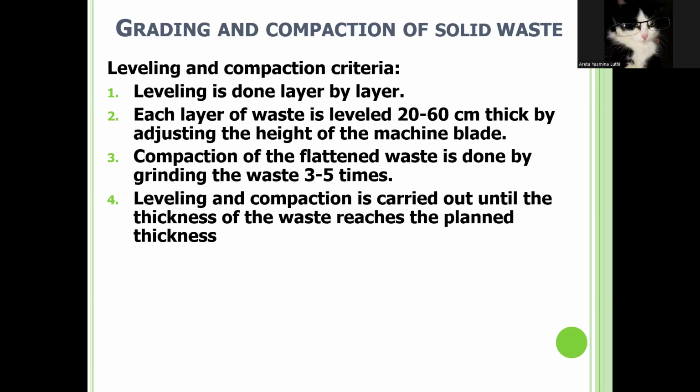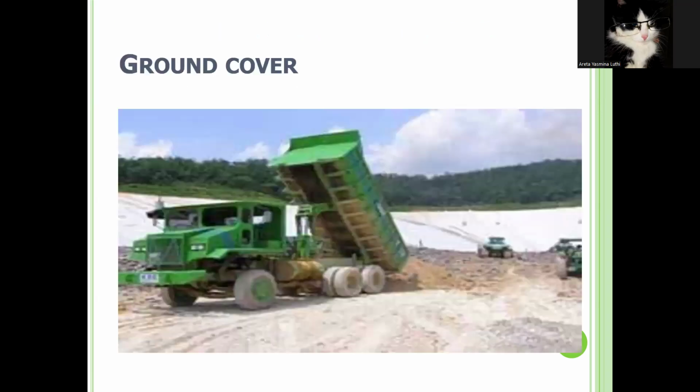And for the leveling and compaction criteria, the leveling is done by layer, and each layer of waste is leveled 20 until 60 centimeter thick by adjusting the height of the machine blade. And compaction of the flattened waste is done by grinding the waste 3 until 5 times. And also leveling and compaction is carried out until the thickness of the waste reaches the planned thickness.